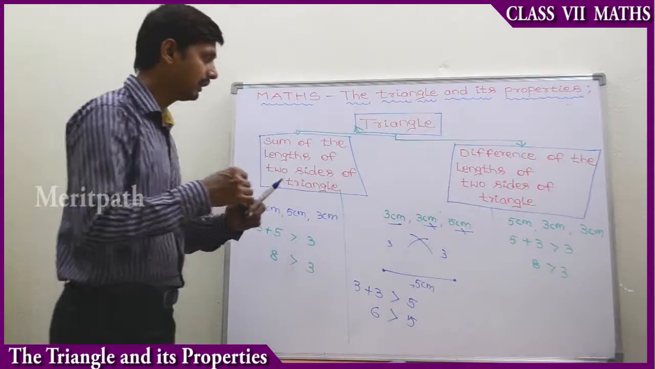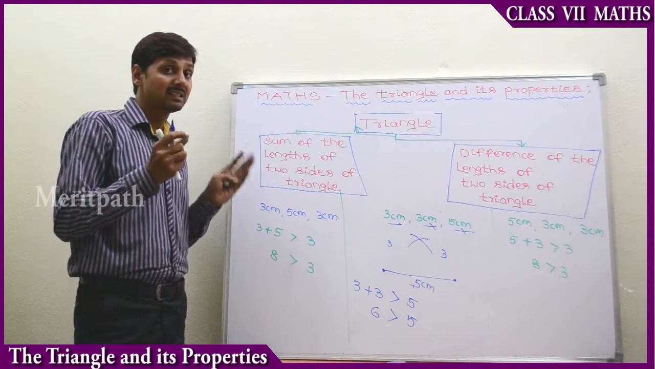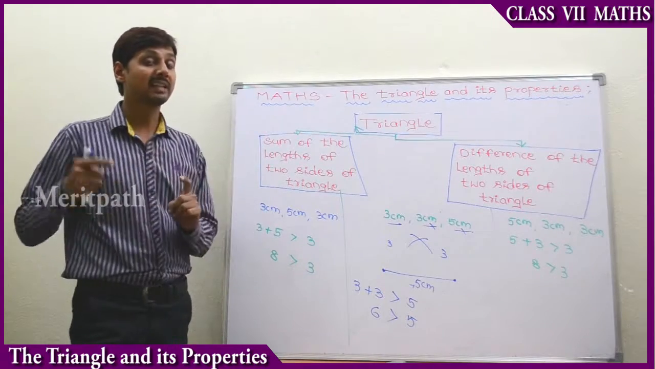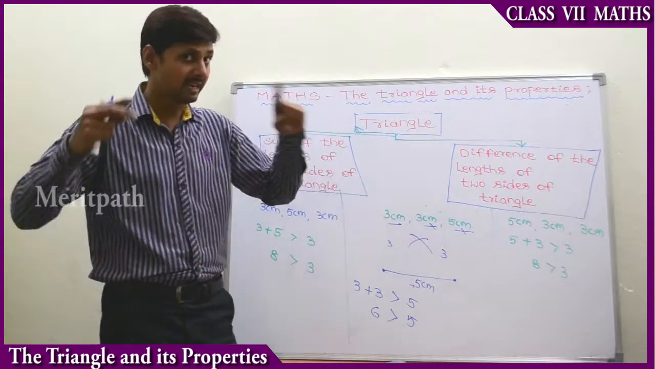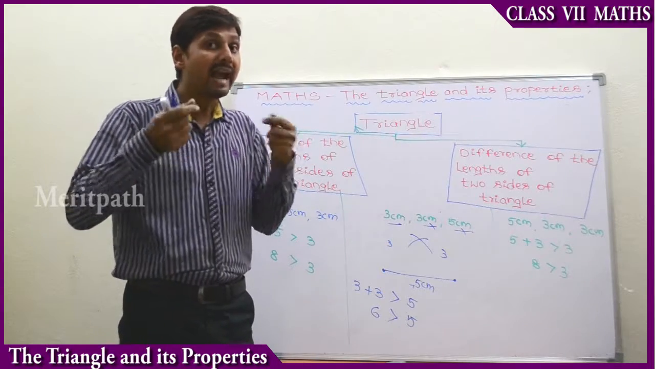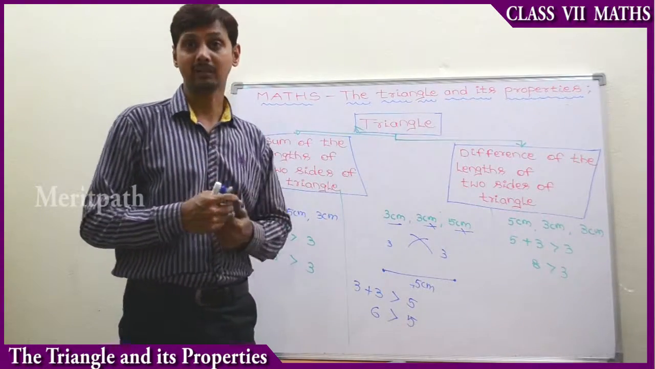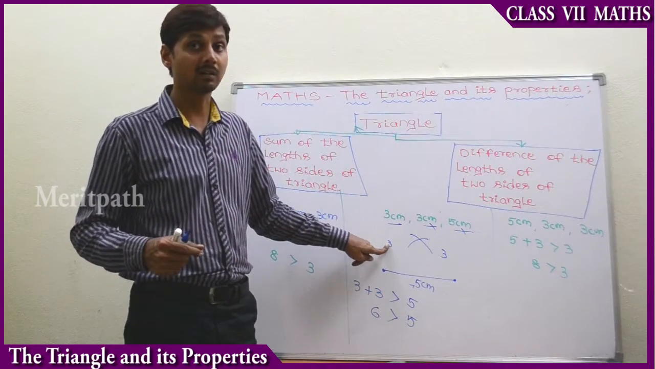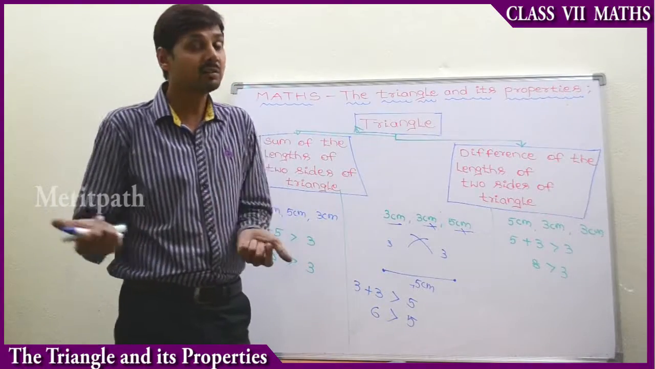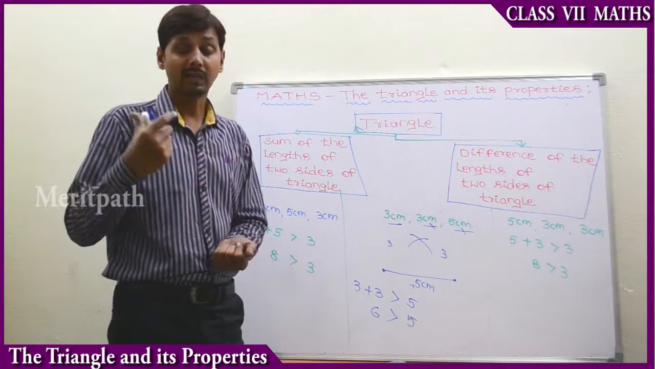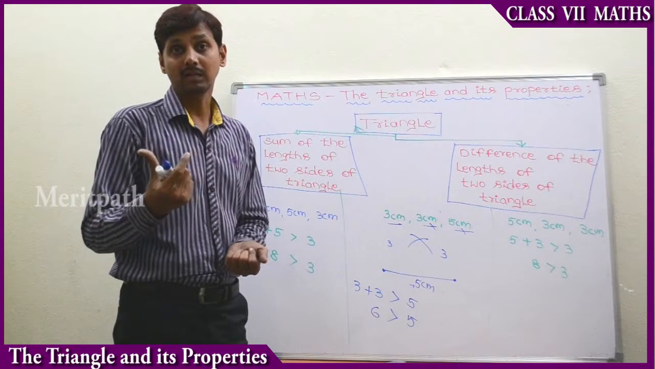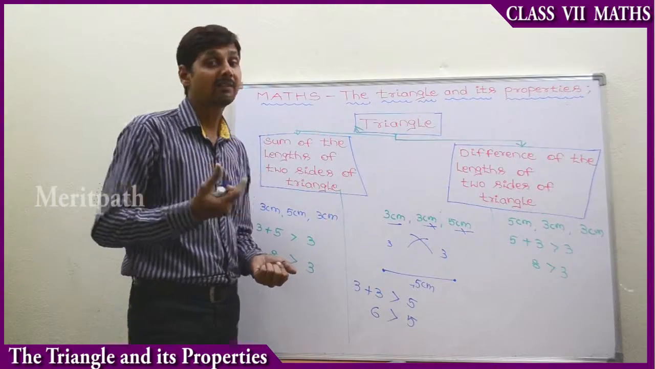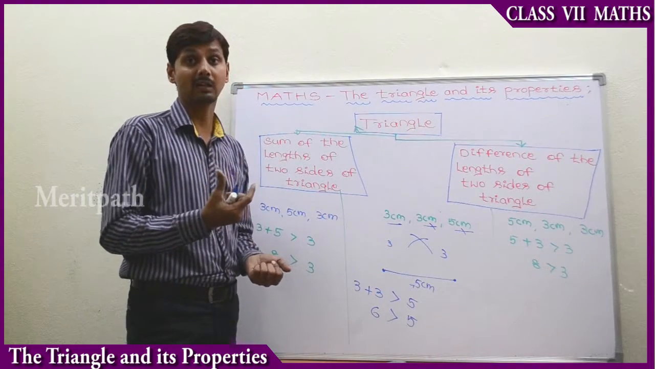So what we understood here is that the sum of two sides of a triangle is greater than the third side. When we take any two sides of a triangle and add them, the sum is greater than the third side. When this is possible, only then can we construct a triangle. If it is equal, then we cannot construct that kind of triangle with those measurements.